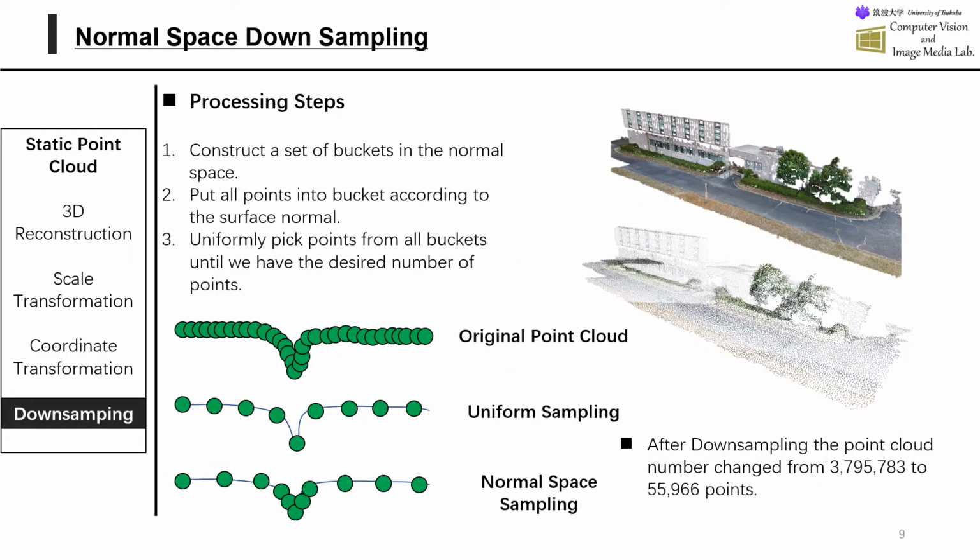Normally, the number of points in the generated dense static point cloud can reach several million, which is difficult to calculate on a portable computer. Therefore, a proper downsampling method is necessary for this system. So we utilize the normal space downsampling. This method is selected because its buckets are based on normal space so that they can protect more details on a complex surface such as trees and roads. After downsampling, the point cloud number changed from 3 million to 50,000 points.